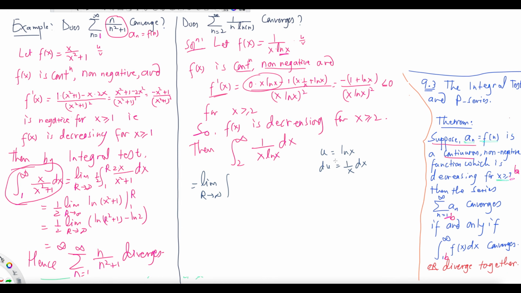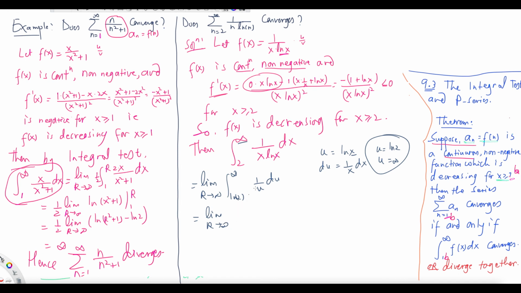So instead of doing 2 to r, let's plug in the limit. When you plug in x equals 2, you will get u equals natural log of 2, and when you take x equals r, I'm just changing the limit, then you will get u equals natural log of r. Okay, so you can write natural log of 2 to natural log of r, 1 over u du, that's what you get, right? So this is the limit as r tends to infinity.